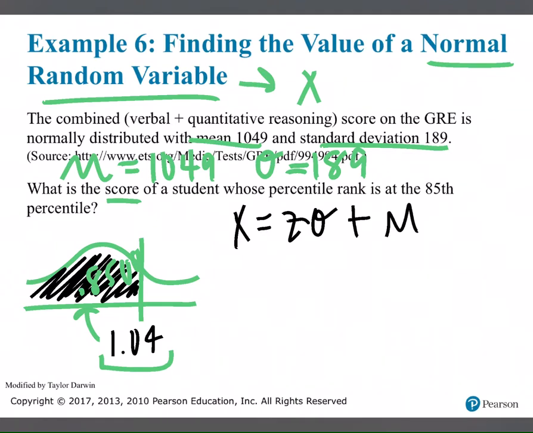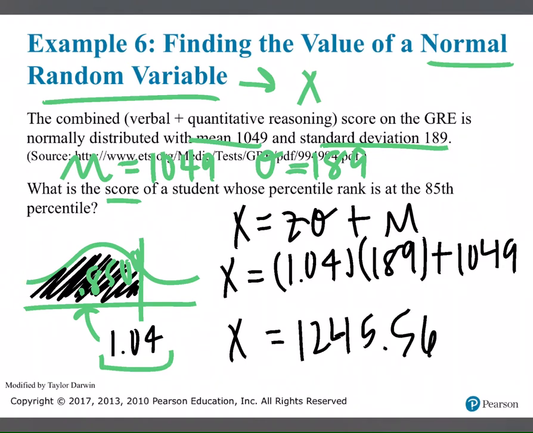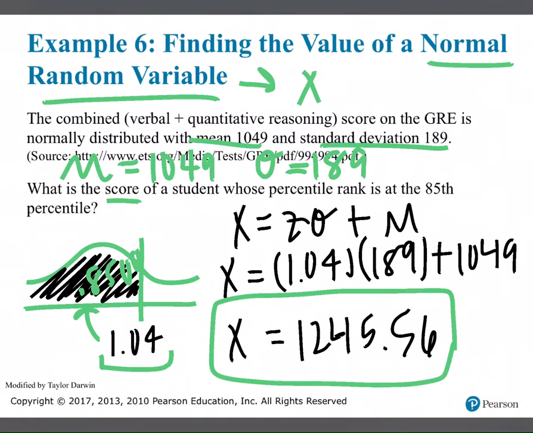And now we have everything. So x is equal to z, I found was 1.04, times sigma, 189, the standard deviation, plus the mean of 1,049. If I simplify this, I'll get an x value of 1,245.56, which basically says you need the score to be this X value to be within the 85th percentile. So you found a value for a certain percentage.